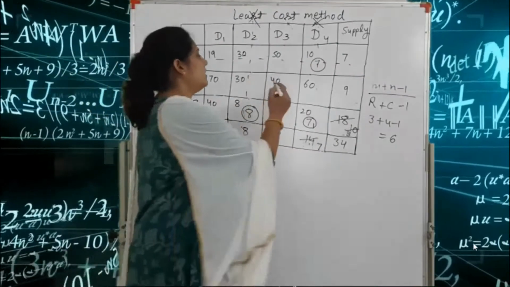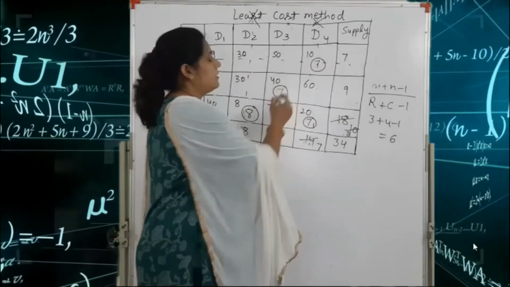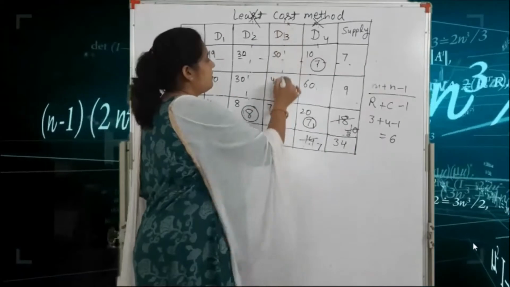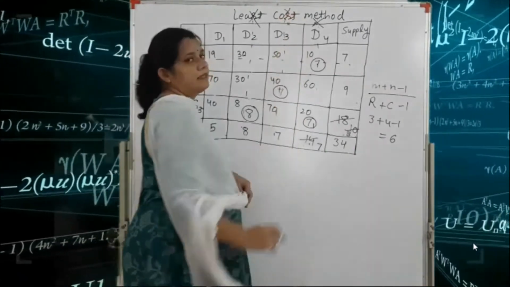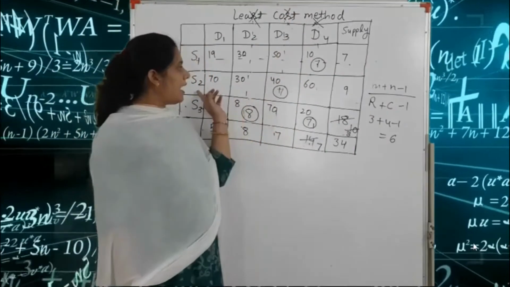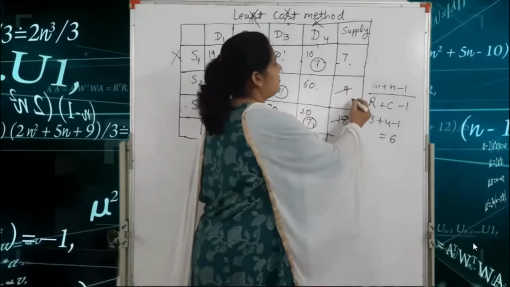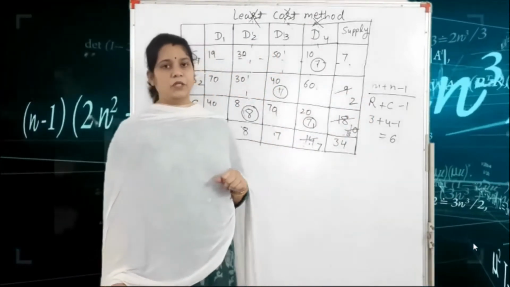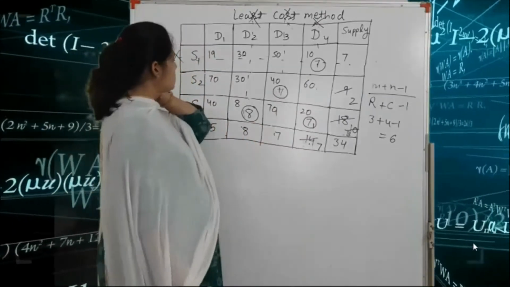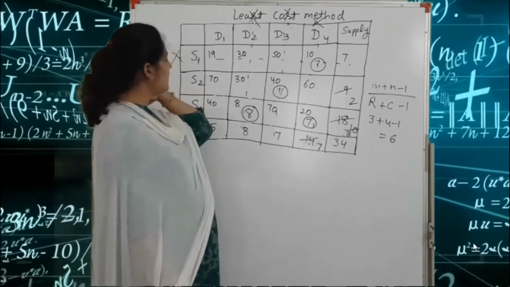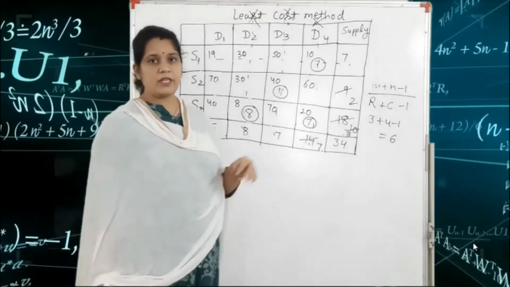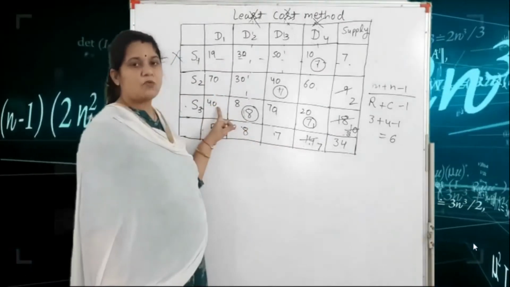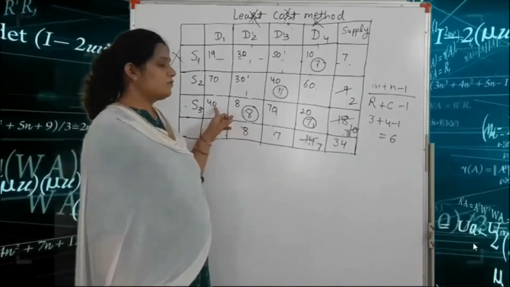So we put 7 here. If we put 7 here, then this column is cancelled. That means the B3 column is cancelled. And here immediately write 9 minus 7 is equal to 2. Okay, so what are the remaining cells? The remaining cells are 7 and 14. So what is the minimum number? The minimum number is 40. So we allocate this 40.